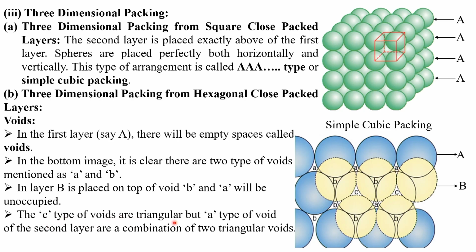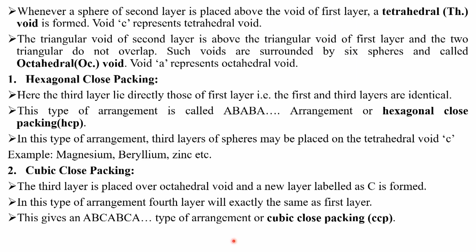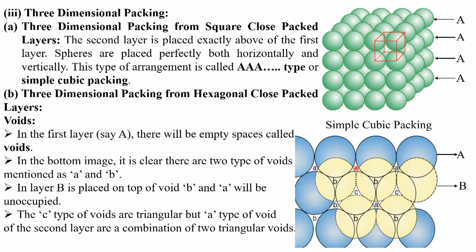The C type of voids are triangular, but the A type of void of the second layer is a combination of two triangular voids. Whenever a sphere of the second layer is placed above the void of the first layer, a tetrahedral void is formed. Void C represents tetrahedral void. When the triangular void of the second layer is above the triangular void of the first layer, and the two triangular voids do not overlap, such voids are surrounded by 6 spheres and called octahedral void. So here void A is called octahedral void.